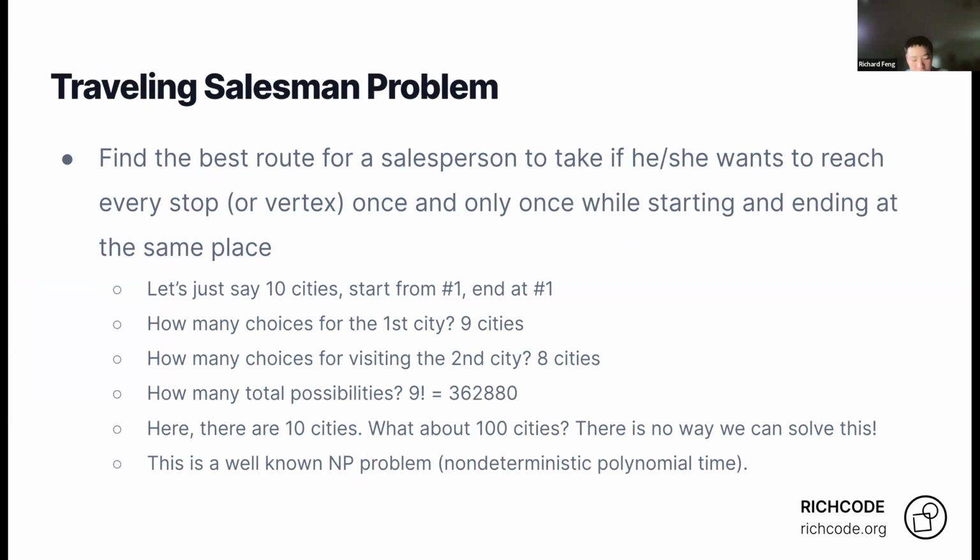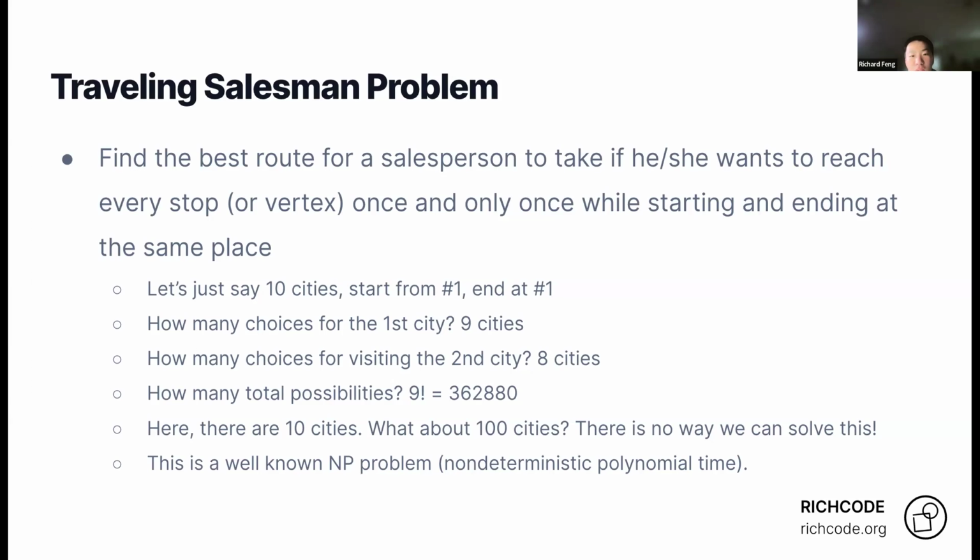Now I'm going to introduce the traveling salesman problem, which basically goes as this. Find the best route for a salesperson to take if he or she wants to reach every stop or vertex once and only once while starting and ending at the same place. So basically, if we're talking about Amazon delivering goods to every single house or every stop, we're only going to each place once, and we're going to start at and end at the same place.